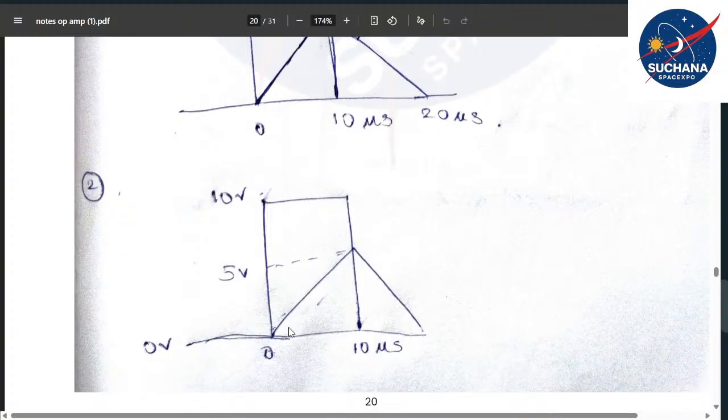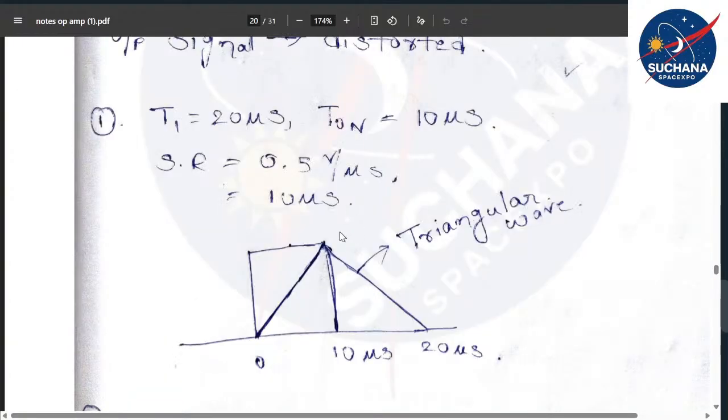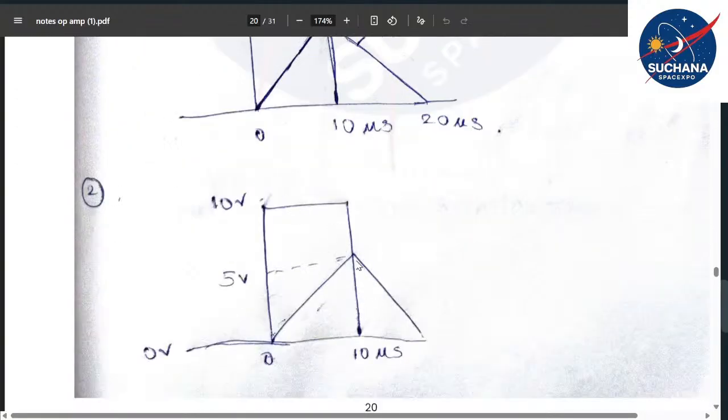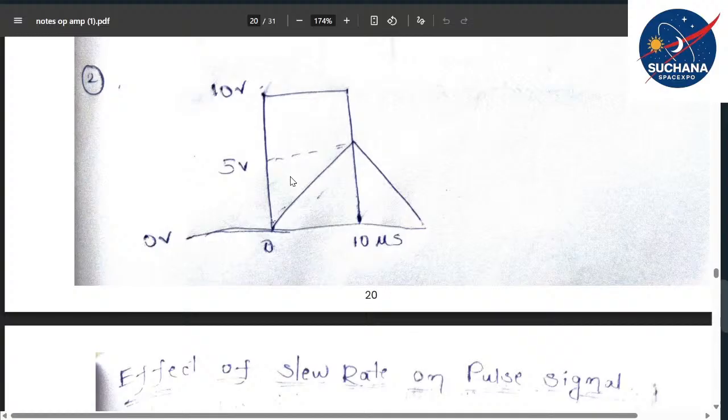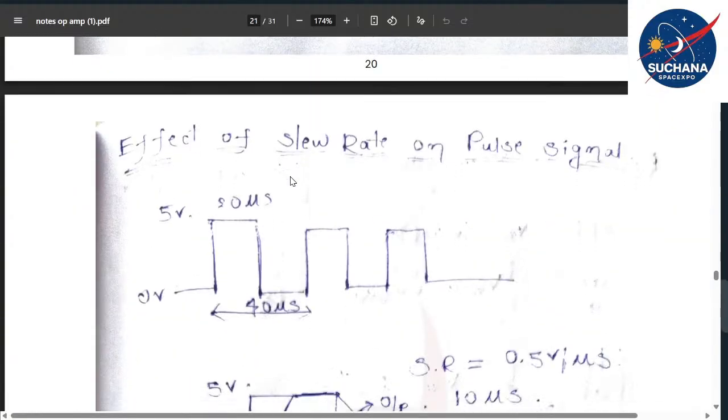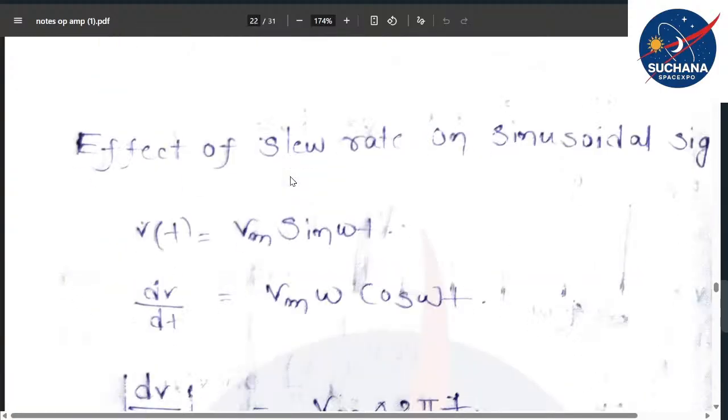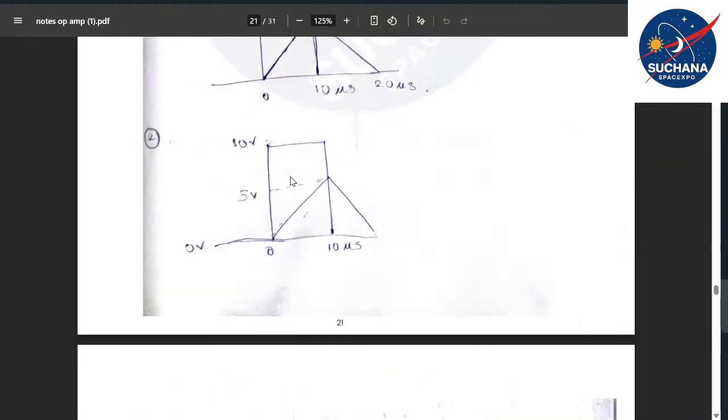This is another condition. This is one more scenario where you are getting a triangular wave, but the maximum amplitude of this triangular wave is not the same as the input. Here the maximum amplitude of the triangular wave becomes equal to the maximum amplitude of the square pulse. But in this condition both amplitudes are different. The amplitude of the triangular wave is exactly half of the maximum amplitude of the square pulse, or else a rectangular wave provided. So these are different conditions. This is the effect of slew rate on pulse signal, pulse wave.